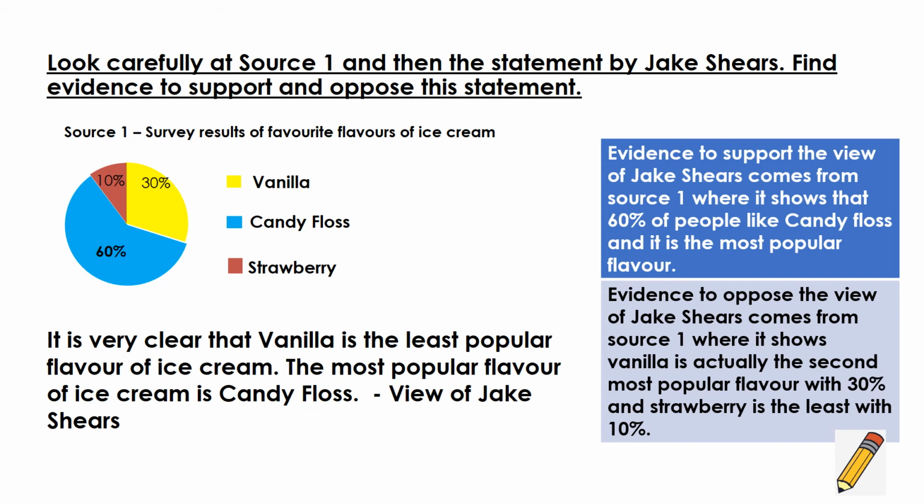Evidence to oppose the view of Jake Shears comes from source 1, where it shows vanilla is actually the second most popular flavour with 30%, and strawberry is the least with 10%. So you're opposing his view there because he said that vanilla is the least popular flavour, when in fact it's actually strawberry that is the least popular flavour, and you've taken information from the source to do that. So that is a simple way that you're looking to answer this question. So you're looking to find information to support the view in the question and take evidence from the source, and information to oppose the view in the question and take evidence from the source as well.